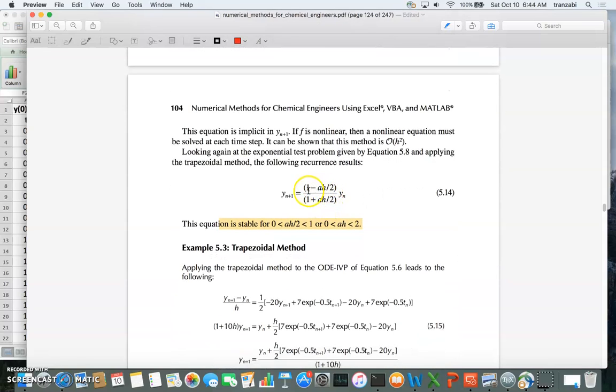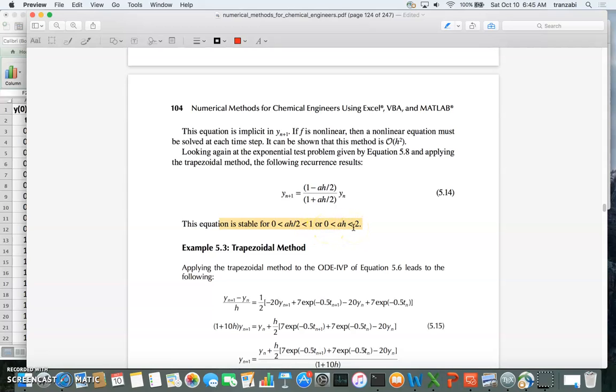In the trapezoidal method, what we found last time was the relation between yn plus 1 and yn was like this, and now for stability, the prefactor, which is this ratio, should be less than 1 and bigger than 0. If you do that, you get two conditions, because you have two inequalities to satisfy. One is this should be bigger than 0, and second, this should be less than 1. So you get the condition for a times h. It should be bigger than 0 and less than 2.